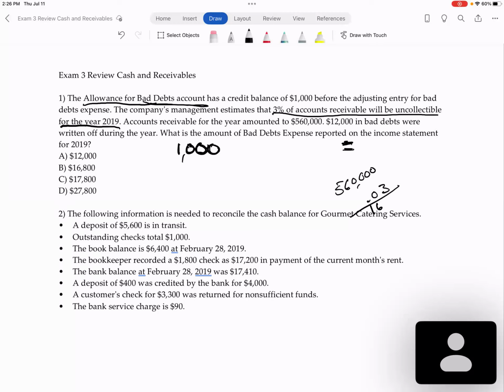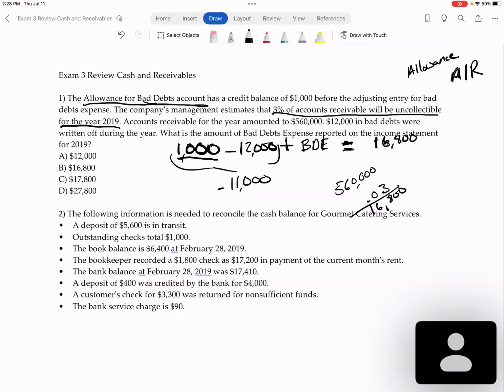It says that $12,000 in bad debts were written off, so we need to subtract that. So 1,000 minus 12,000, plus bad debt expense, which I'll abbreviate, gives us our ending balance, which we know has to be 16,800. That's what we're solving for. If you look at this, it says what amount of bad debt expense is to be reported in the income statement. Basically we would be at negative 11,000, right?